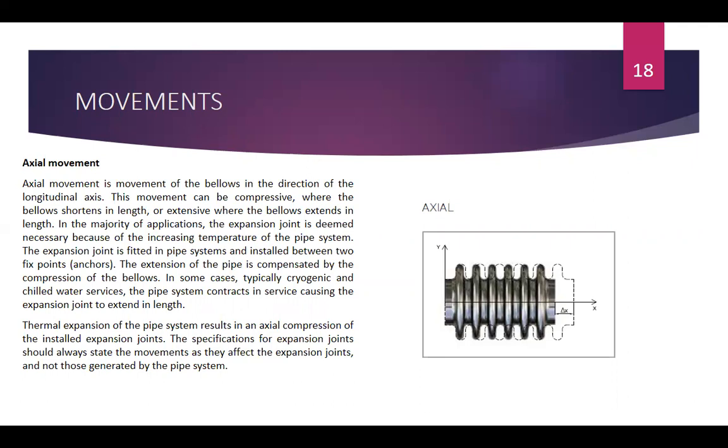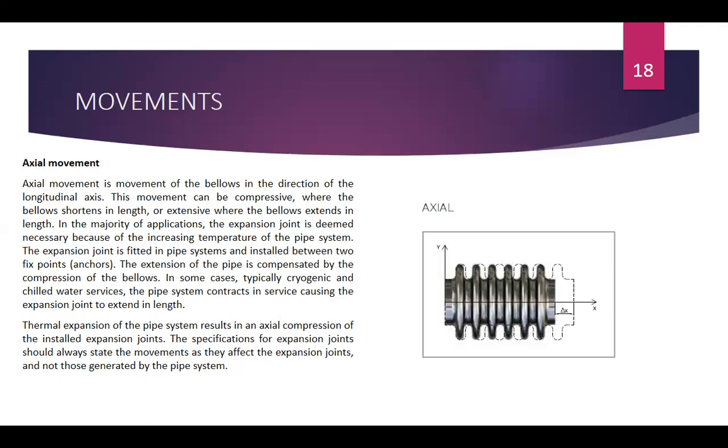So doon na pupunta. In some cases, typical cryogenic and chill water services, the pipe system contracts in service causing the expansion joint to extend in length. Sinabi ko kanina, for high temperature. Also, applicable ito sa very low temperature, saka low temperature, kasi nga yung normal mo is ambient, normal temperature is ambient lang. So pag kinabutan mo ng chill water, so magkakaroon siya ng reduction. Kasi matamig yun. So, lalo pag cryogenic na. So, malaki na ang contraction in length. Thermal expansion of the pipe system results in an axial compression of the installed expansion joint.